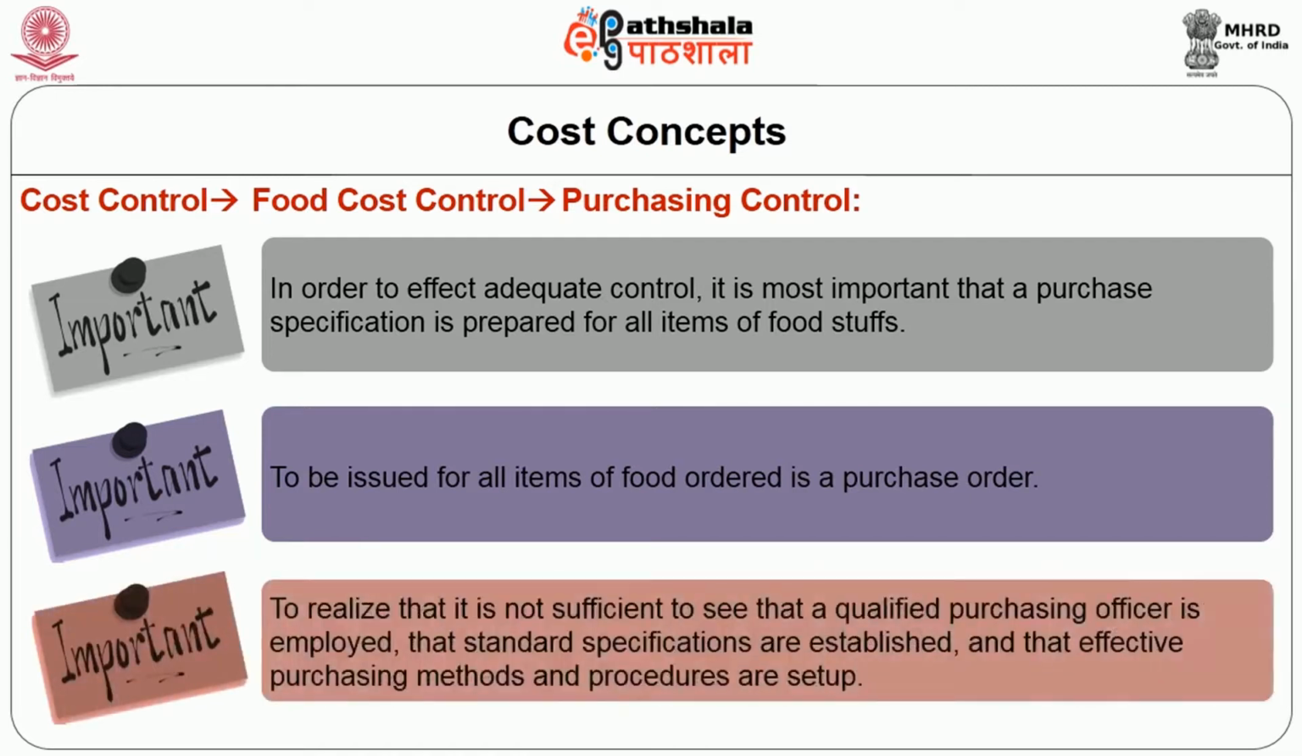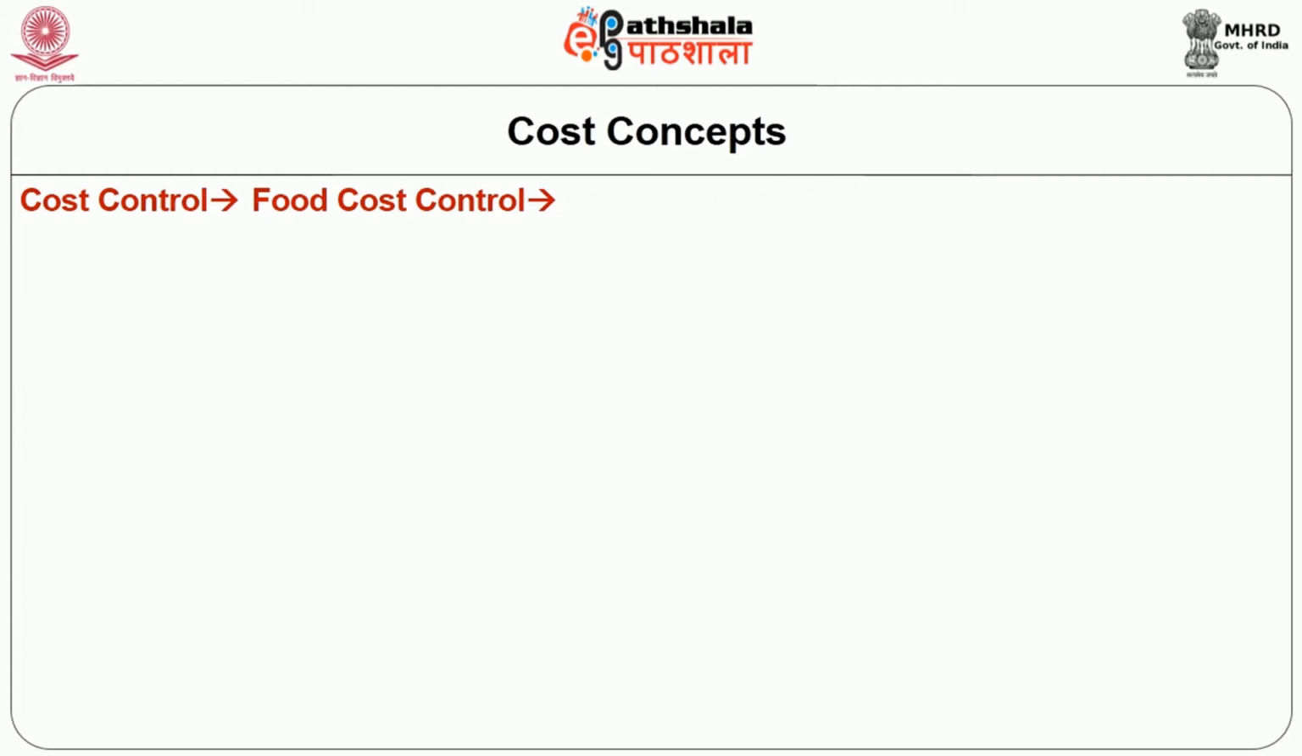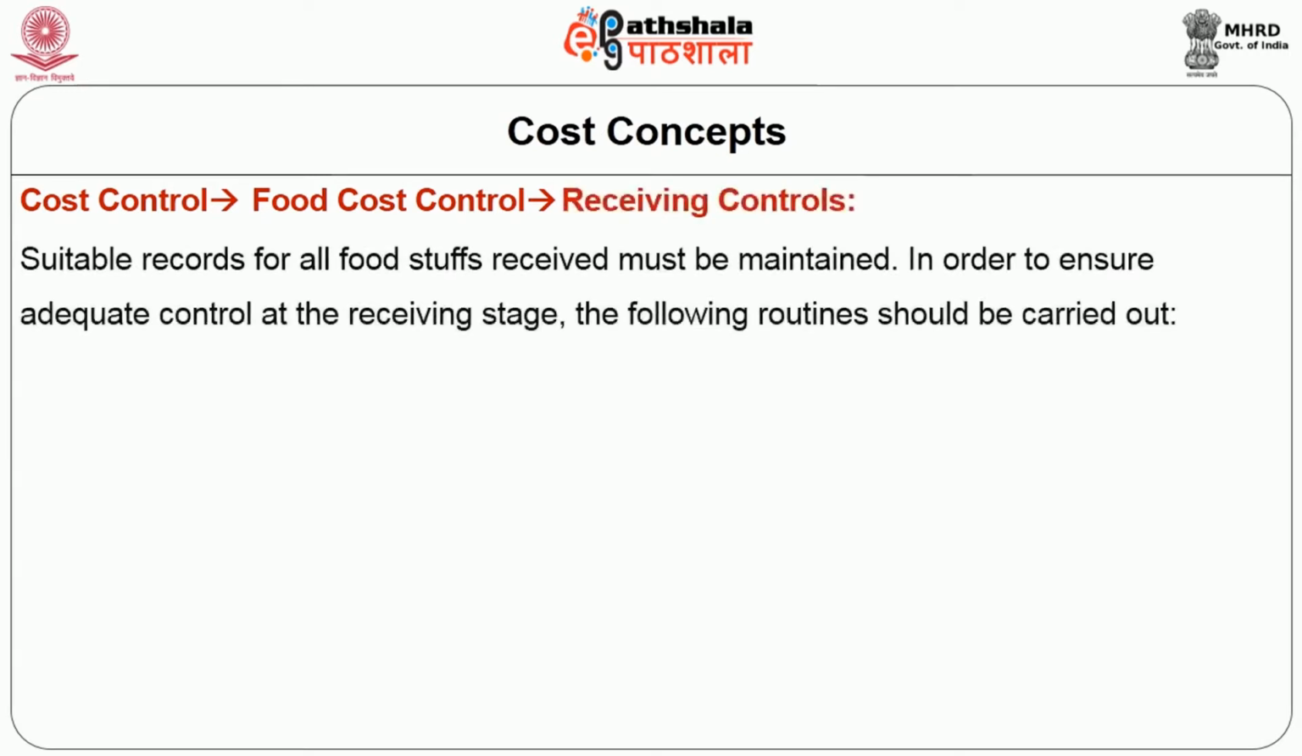It is most important to realize that it is not sufficient to see that a qualified purchasing officer is employed, but also that standard specifications are established and that effective purchasing methods and procedures are set up. Receiving controls. Suitable records for all foodstuffs received must be maintained. In order to ensure adequate control at the receiving stage, the following routines should be carried out.